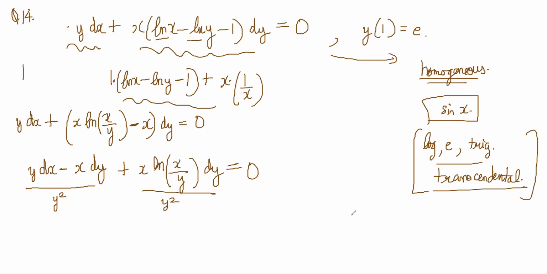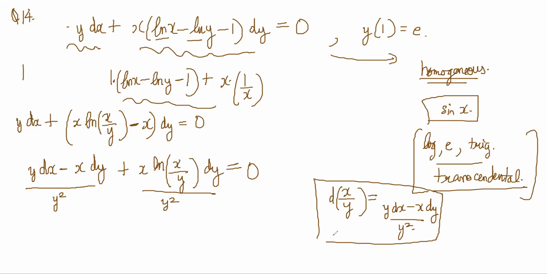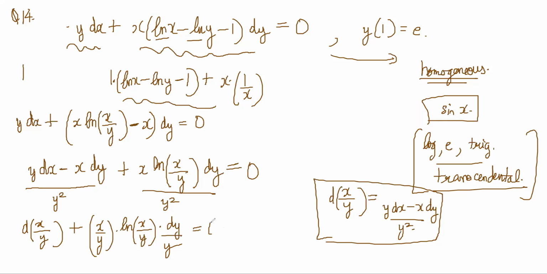So now y into dx minus x into dy by y square is basically d of x by y, no? This should be equal to y into dx minus x into dy by y square, right? So this is d of x by y plus this is now x by y into ln x by y into dy by y, is equal to 0, right?